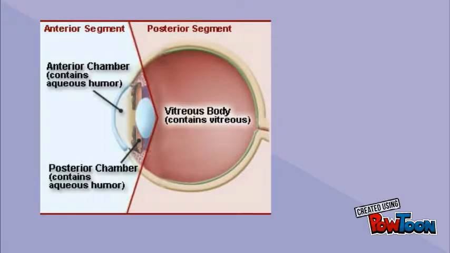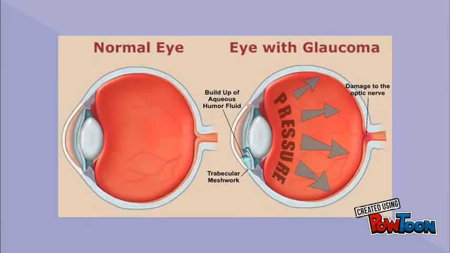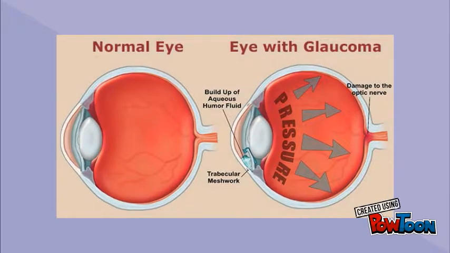The anterior and posterior chambers are filled with a clear liquid called the aqueous humor, whereas the vitreous chamber is filled with a gel-like fluid called vitreous humor. These fluids create pressure within their cavities and help maintain the eye's shape. Glaucoma is a condition that causes damage to the optic nerve as a result of increased eye pressure.